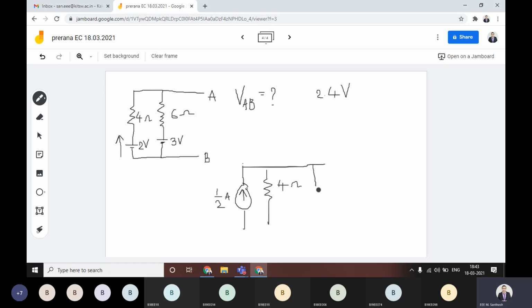Similarly, there is a voltage source that is converted to a current source again. This value is 3 volts by 6 ohm, again 1 by 2 amperes. Then the resistor is the same, that is 6 ohm. This is terminal A and this one is terminal B.